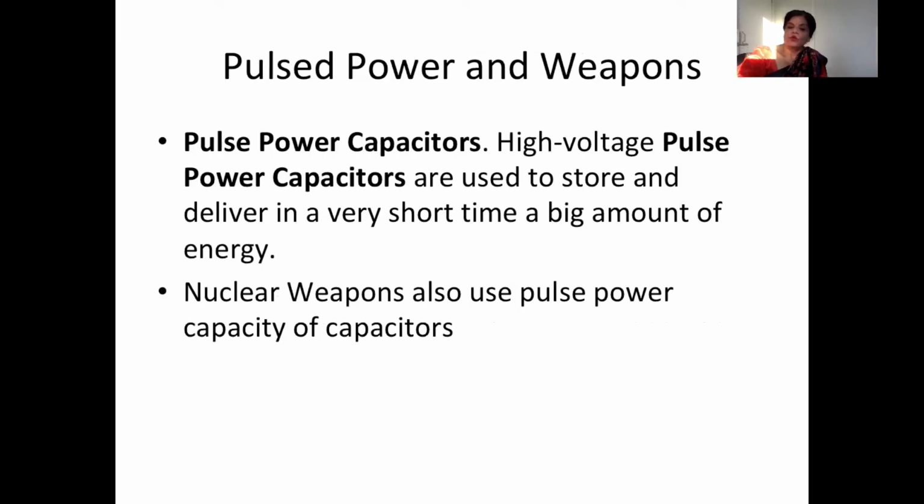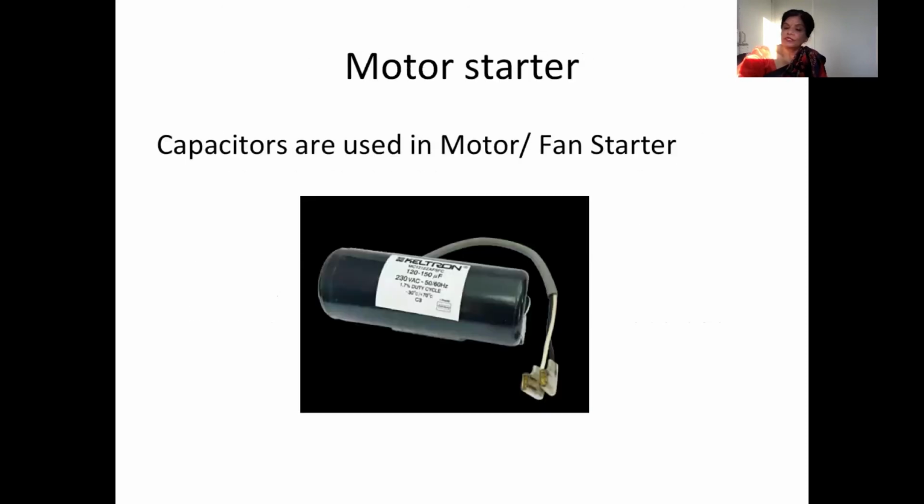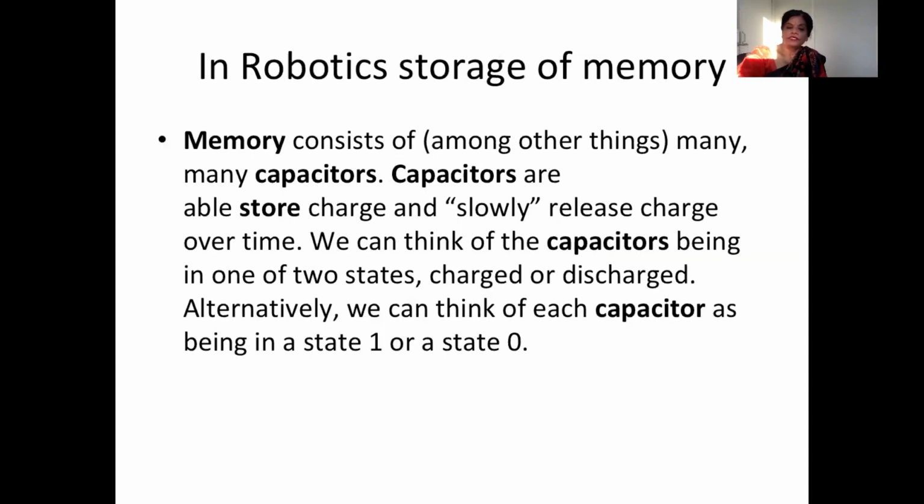One more use is the pulse power capacitor. High voltage pulse power capacitors are used to store and deliver a very large amount of energy in a very short time. Nuclear weapons also use the pulse power capability of capacitors. Also in motor starters we use capacitors. In robotics, to store memory or for 0 and 1 operation, we use so many capacitors for charging and discharging.